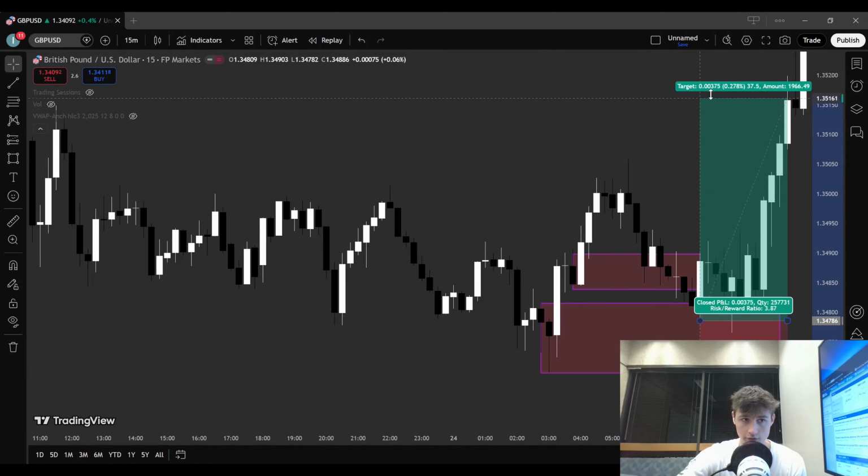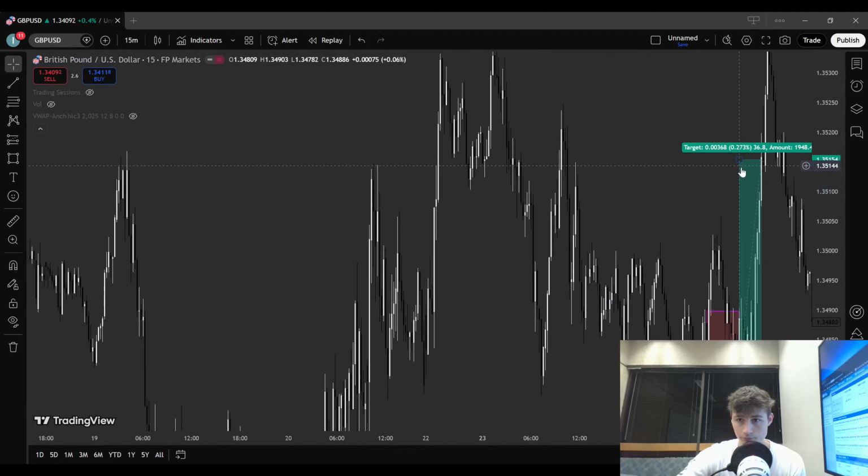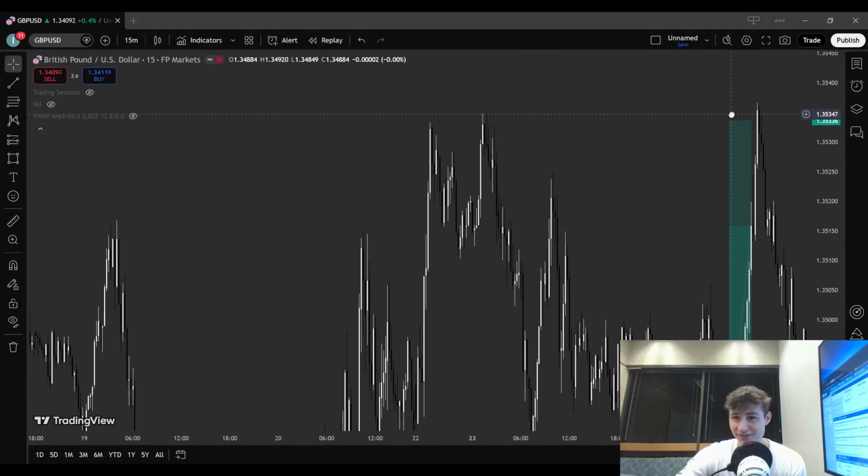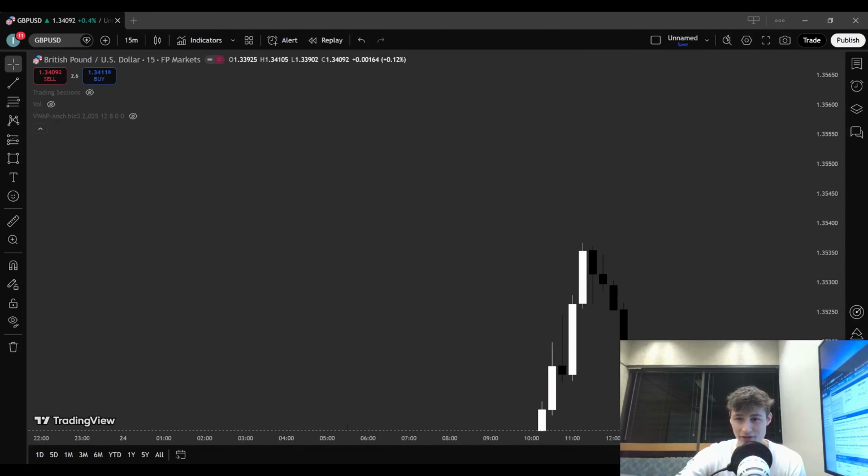It could have been here, it could have been up here. It could have been all the way up here. If you really wanted to, you could put it up here and it would have got hit. But as you can see, price taps into the order block and then continues its move up.